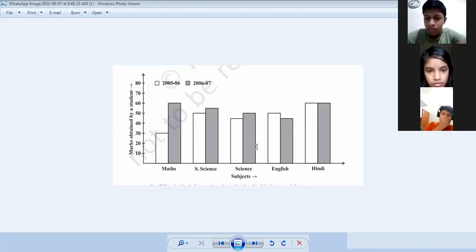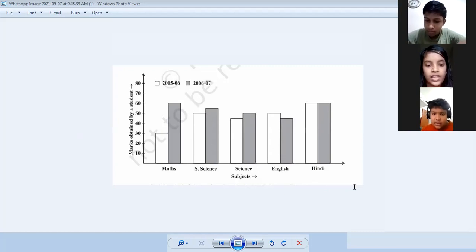For the subject science, the mark obtained by the student for the academic year 2005 to 6 may be 45, and in 2006 to 7, it became 50, and so on. Then look at the graph and you just say the answer. In which subject has the performance improved the most?